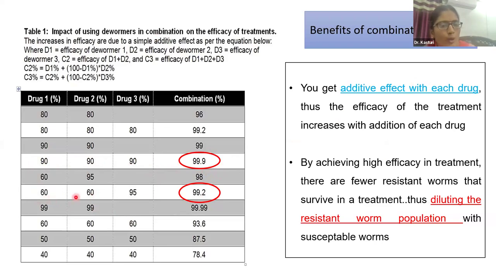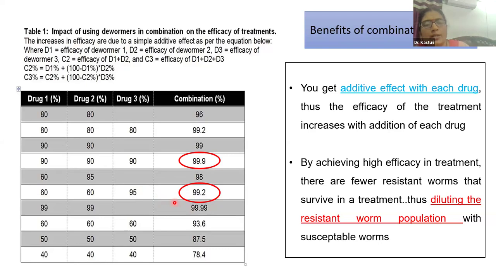So these two drugs only have 60% efficacy. But when they are given in combination with a third drug which has 95% efficacy, the overall treatment efficacy is increased to 99%. It means we have the additive effect of each drug, showing increased efficacy in the anti-helminthic treatment. And this particular approach is best in reducing the resistant worm population.